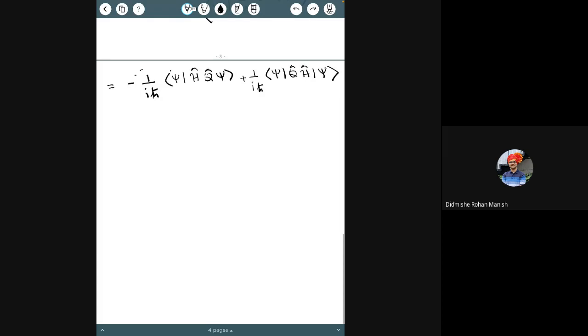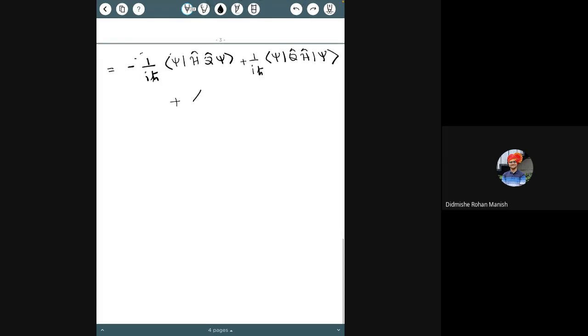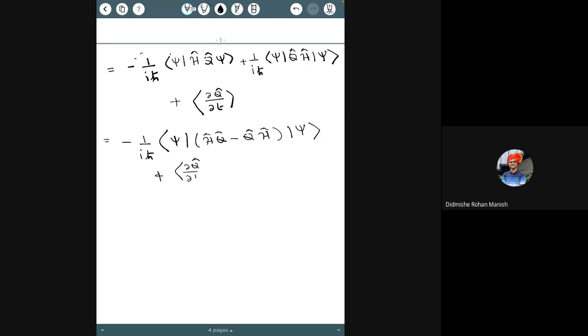Okay. And I have this as well. So I'm using now a shorthand notation for expectation value of ∂Q/∂t. HQ minus QH, ψ. Okay. And HQ minus QH.